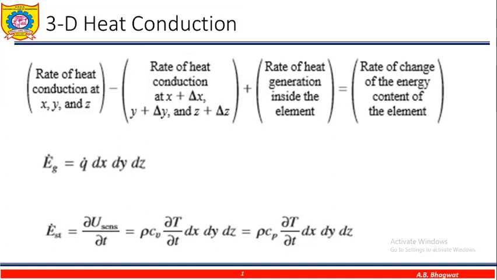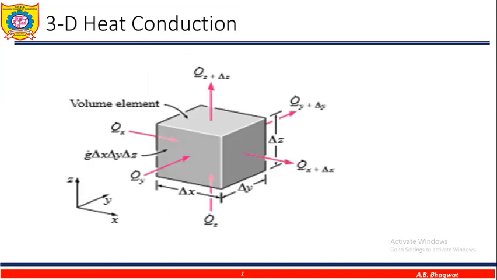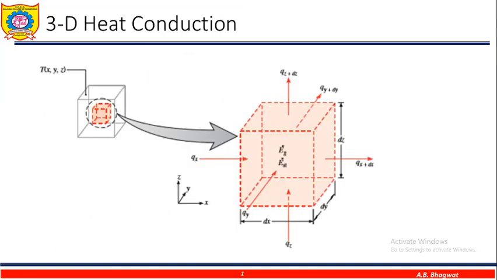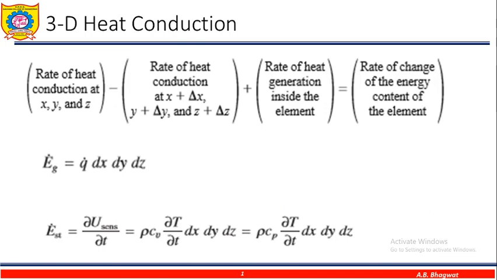Then for that particular block, what will be the volume of this block? It is dx into dy into dz. So whatever the volumetric rate of heat generation, it is Q dot into dx into dy into dz. What is the rate of change of energy content of the element? It is equal to del U, like a sensible heat in case of conduction, divided by del T.